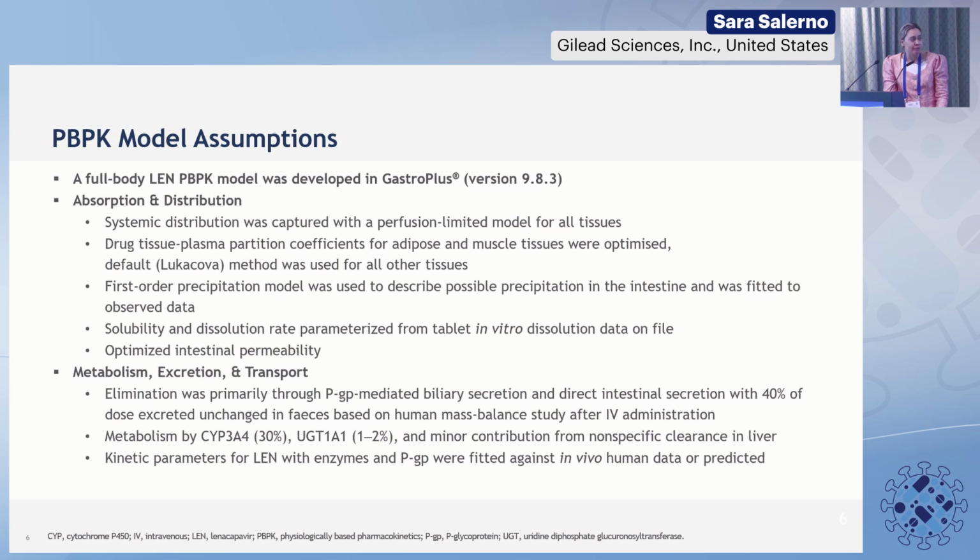And we also have CYP3A4 parameterized for LEN accounting for about 30% after IV administration, and a smaller amount, 1 to 2% of UGT1A1, and a very minor contribution from nonspecific clearance in liver, like about 2 to 3%.